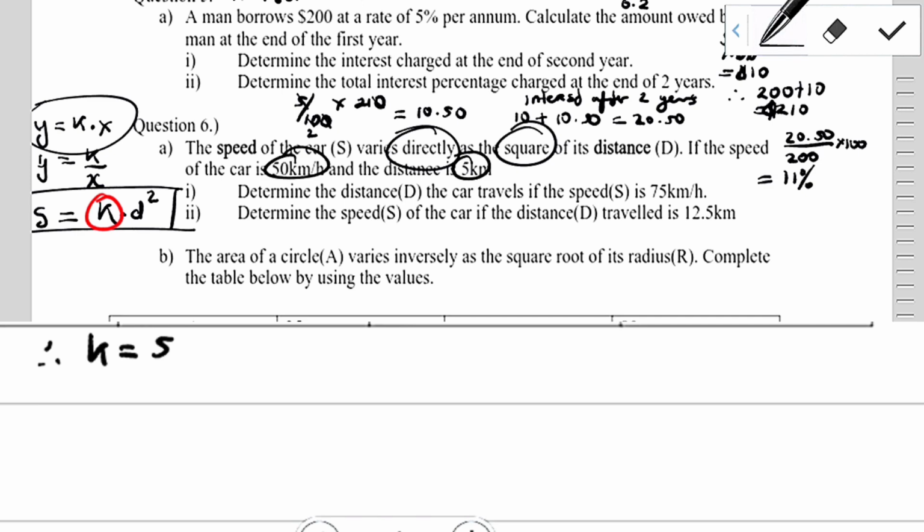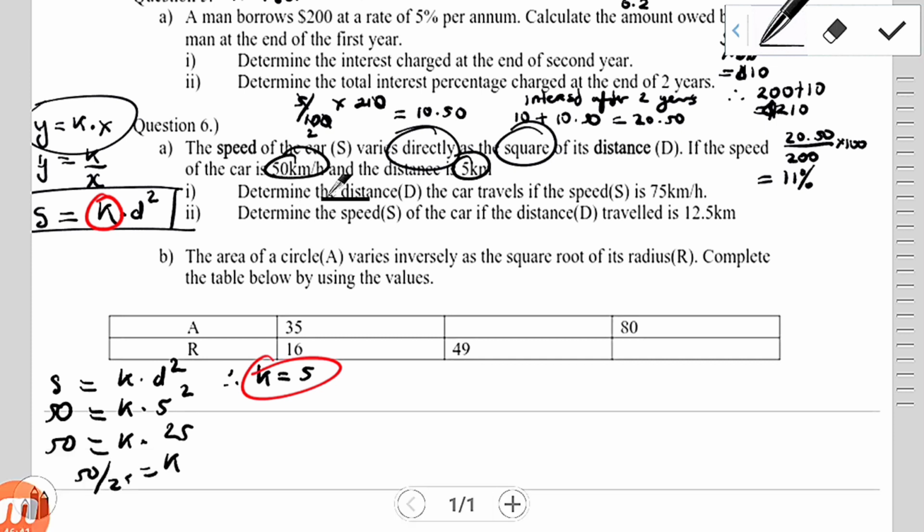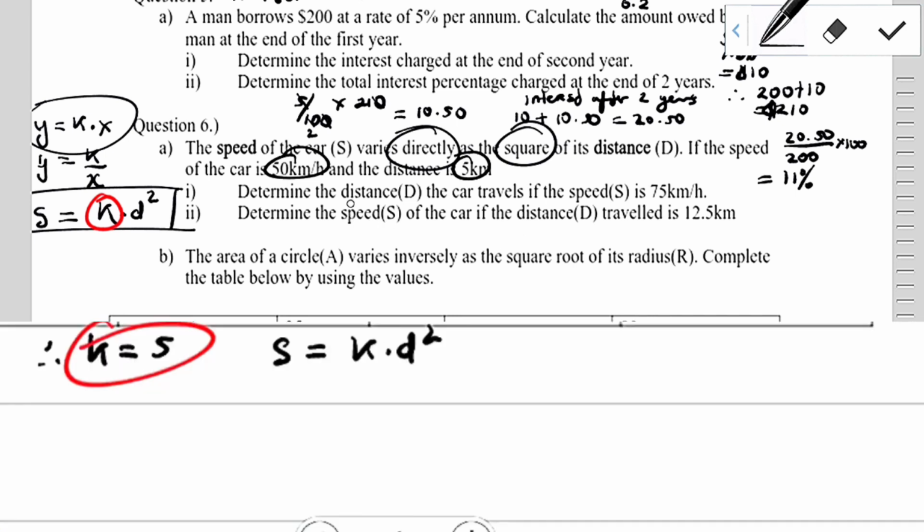Now that we have established a value for k, that's going to be key, because in part 1 they said we should determine the distance d. So we are trying to find d. That means we'll have a new value for d. Let's rewrite our formula: s is equal to k multiplied by d squared. We have to determine the distance when the speed was 75. So if we put 75 underneath s, and we know that k is 5, we end up with an equation with one variable.